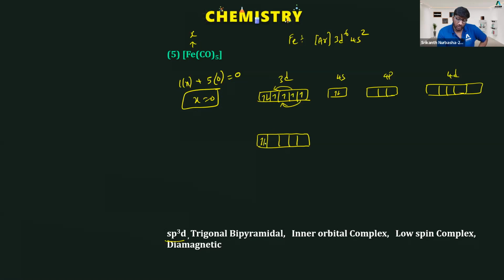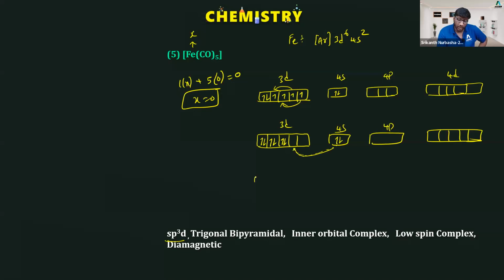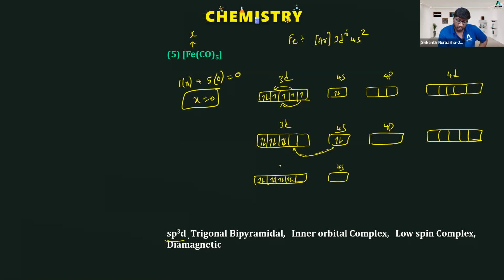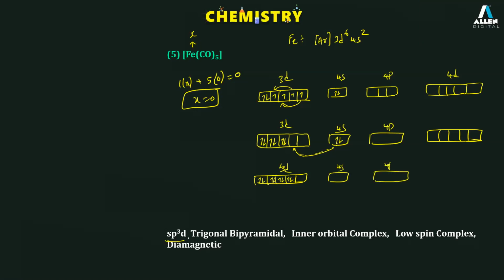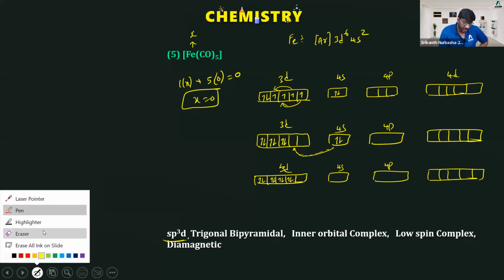You have 1, 2, 3, 4, 5, 6. You have 4s, you have 3d, you have 4p also, you have 4d also. And now, can we say 2 electrons are there in the 4s? Will they be transferring to 3d or not? Yes, they will join the 3d. So if they go into the 3d, you have one d orbital empty, so is it sp3d or dsp3? It is going to be dsp3, not sp3d.